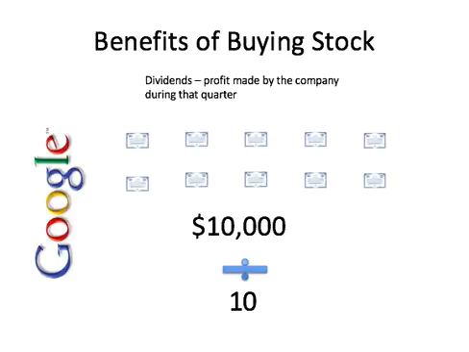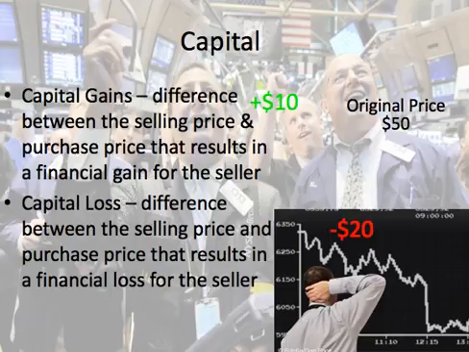So for our Google example, if we had $10,000 in dividends made over this last quarter, we would take that $10,000 and divide it amongst the 10 stocks, the 10 shares that are out there. As a result, every person holding one of these stocks would get $1,000 per share. So a dividend is profit made by the company during that quarter.